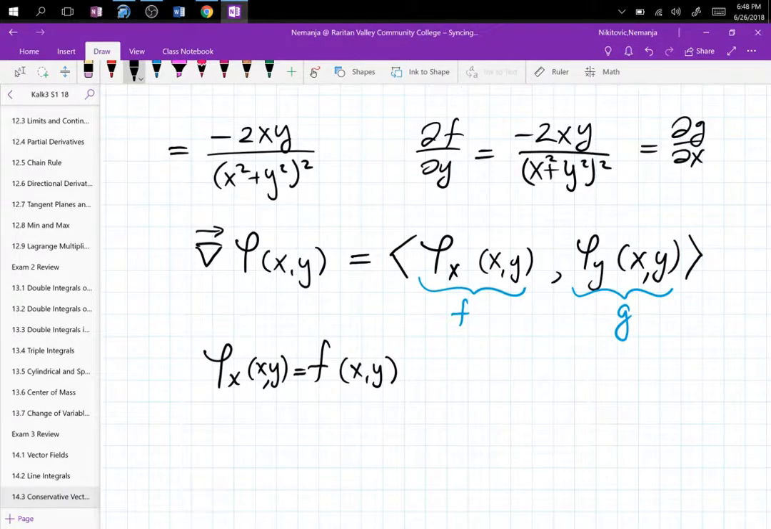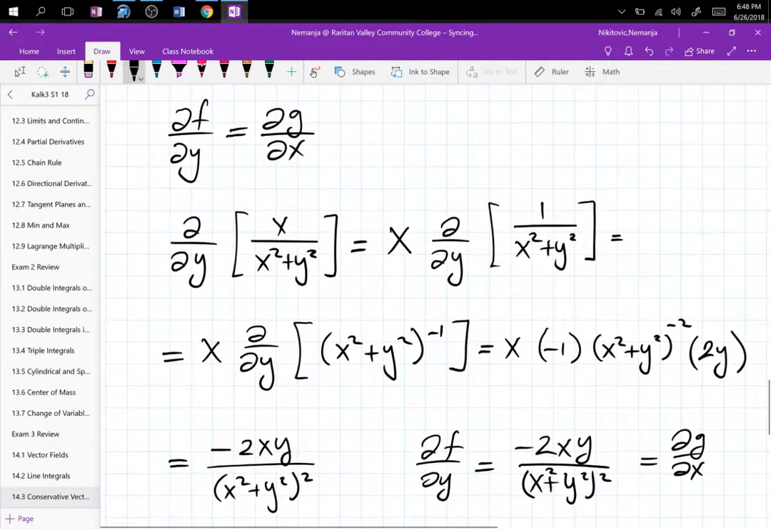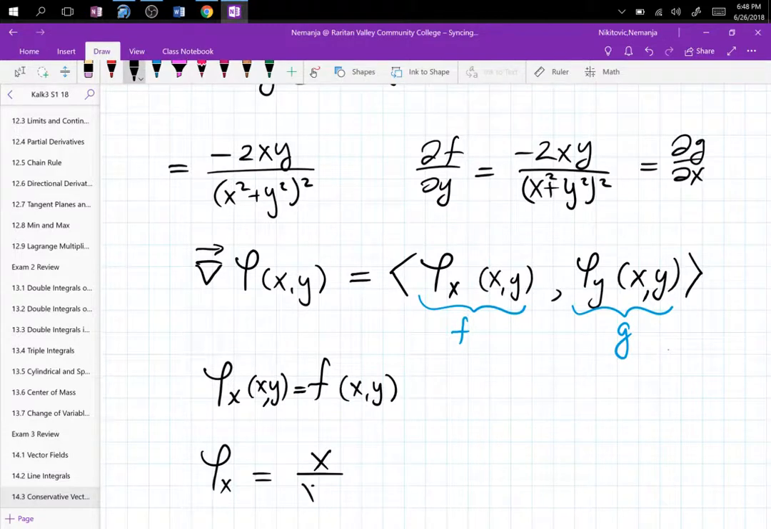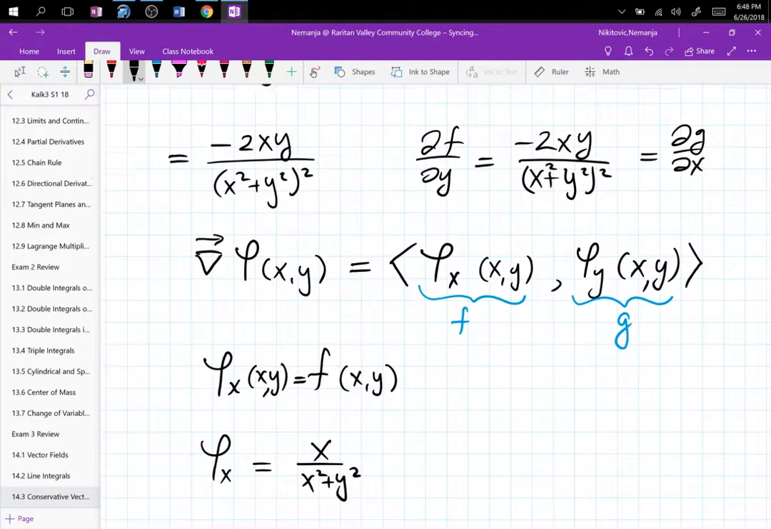So guys, partial derivative of phi with respect to x. I was stalling, waiting for the helicopter to come back, so you're welcome. It is equal to f, which was x over x squared plus y squared.